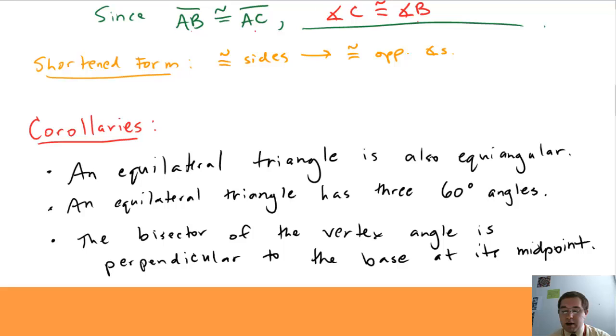The third one is less obvious. The bisector of the vertex angle is perpendicular to the base at its midpoint. The bisector of the vertex angle is perpendicular to its base at its midpoint. So let me draw that.